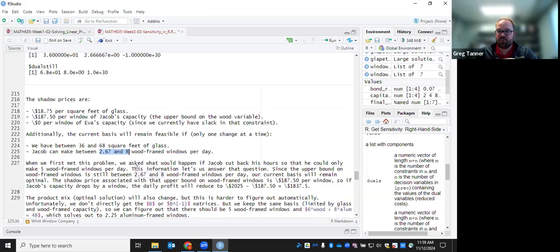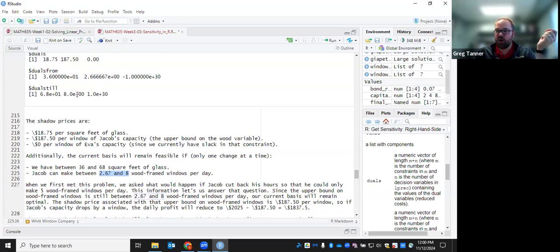When we first met this problem, we asked some of these sensitivity questions, like what would happen if Jacob cut back his hours so that he could only make 5 wood framed windows. And we just resolved the problem, changing that upper bound down to 5. But with these duals, we know essentially what that answer is without having to rerun the problem. By reducing the number of windows he's making down to 5, it's still within this range of between 2 2/3 and 8. So the current strategy, or the current basis, will remain optimal and feasible.